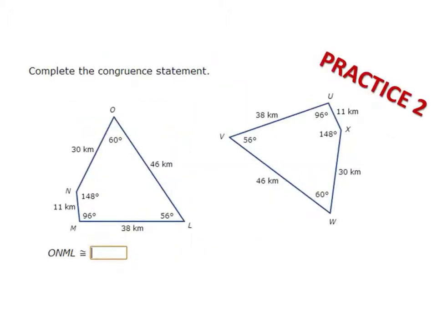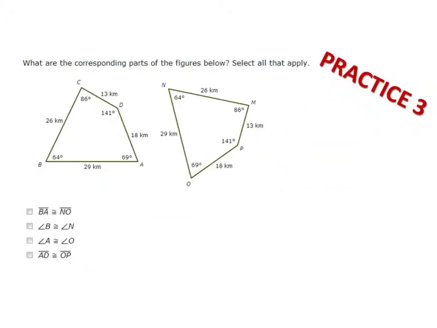Here's your practice problem 2. Complete the congruence statement. ONML is congruent to, and you have to match up the sides and the angles to complete that congruent statement. Practice problem 3. What are the corresponding parts of this figure below, and select all that apply. So you're going to have to take each one individually and mark whether or not, if it is congruent, go ahead and mark that answer.